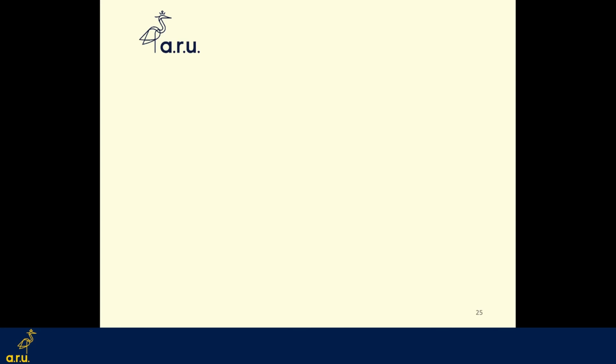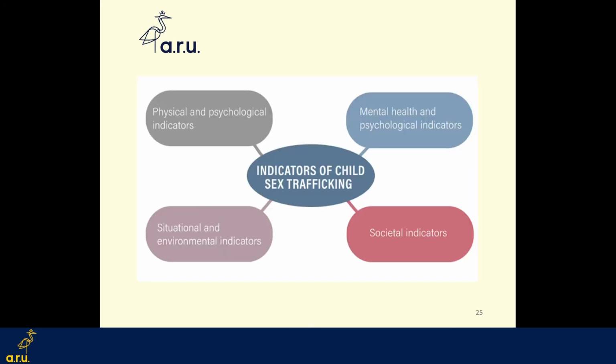So let's discuss some of the indicators, and this is where I can understand why some of the social workers conflate child sex trafficking and child sexual exploitation, because the indicators are similar. We have physical and psychological indicators, mental health and psychological indicators, situational and environmental indicators, and societal. When I talk about societal indicators, in certain areas of the country, some of the most deprived areas, a young person is more likely to be at risk of child sexual exploitation or trafficking.